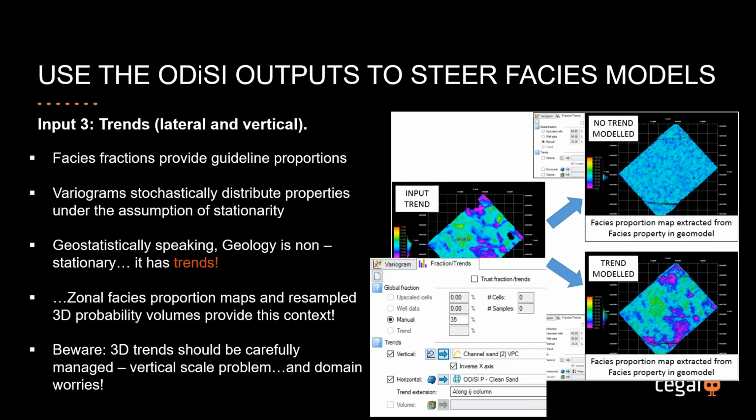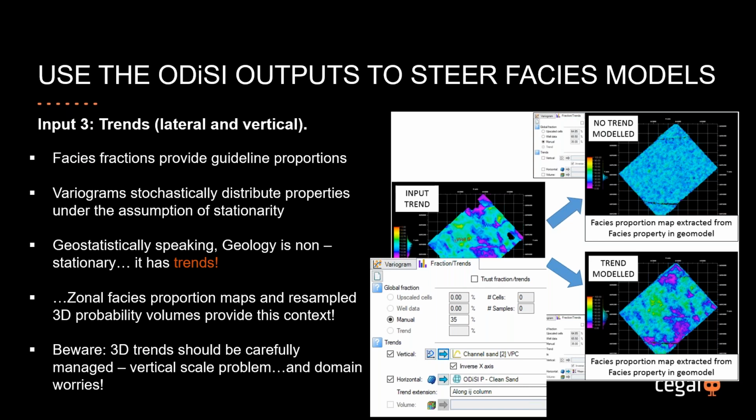And then the final step is to identify and impose where possible any trends. So, we can't hope to have a coherent, geologically consistent spatial distribution in our model unless we were able to exert some sort of geological influence on the grid. So trends are really key to achieving this. And looking back at the previous 2 steps, Fascist fractions provide the guideline proportions, and Variograms give us a mechanism for populating our properties stochastically into 3D space.